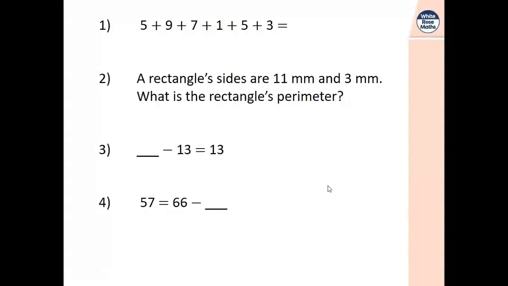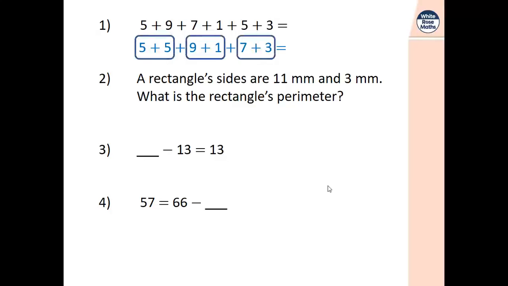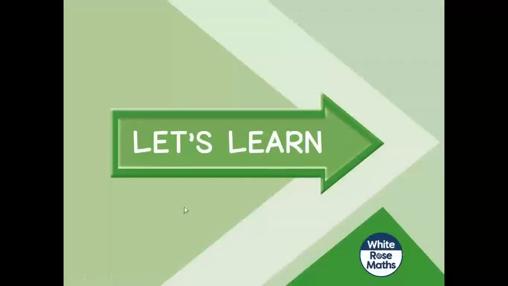In the first question, you should have noticed that you have number bonds up to 10, which would have helped you to figure out that the answer is 30. In the second question, you should have added up 11 and 3, and then doubled that to find the perimeter. In the third question, you should have added up 13 plus 13, and in the last question, you should have taken away 57 from 66.